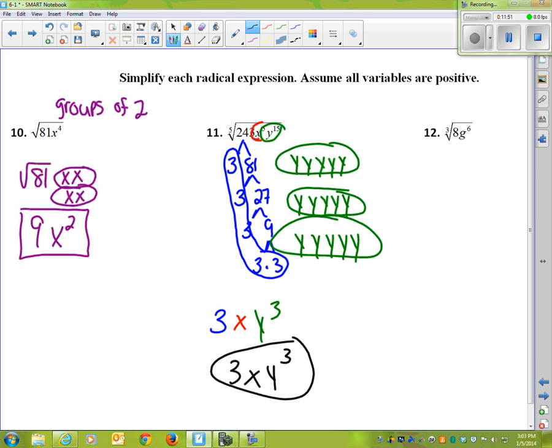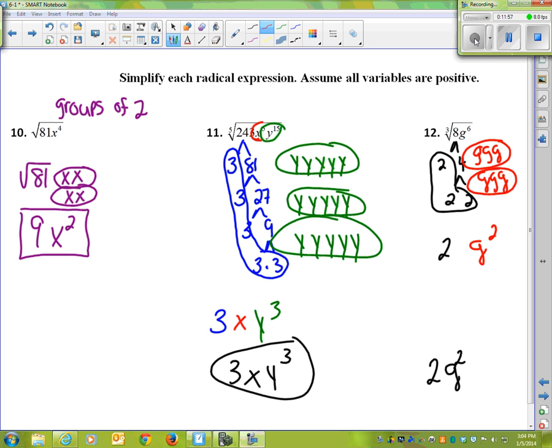All right, you go ahead and try number 12. Push pause and then check your answer. All right, there's my solution. I factor treed the 8 into 2s. I had a group of 3. I pulled it out. I went ahead and wrote out 6 g's and grouped them by 3's because my root was a 3. I had two separate groups of 3, so that's where the squared came from, leaving my answer as 2g squared.